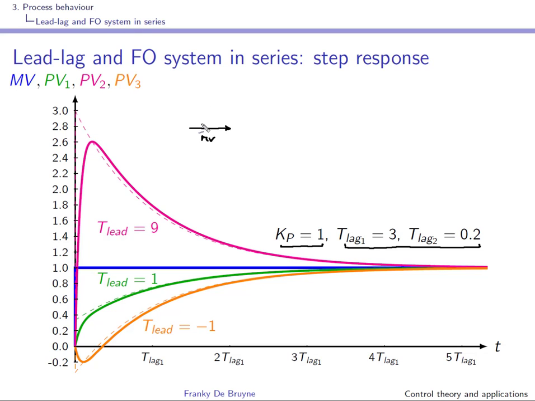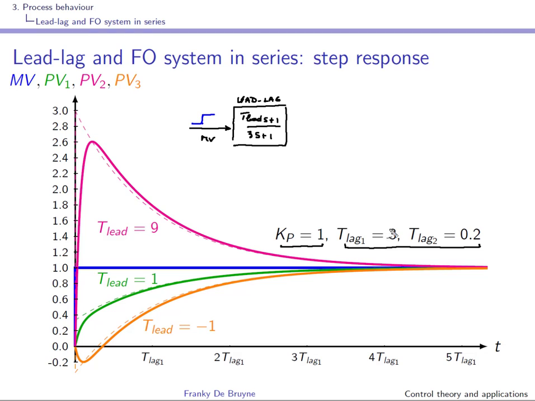As you can see here, we have a unit step at the input, and since we have 2 lag time constants and 1 lead time constant, you can view the overall system as first a lead lag system with gain 1, and with lead time constant t lead as +1, and we'll take the largest time constant here in the lead lag. So this is the lead lag system.